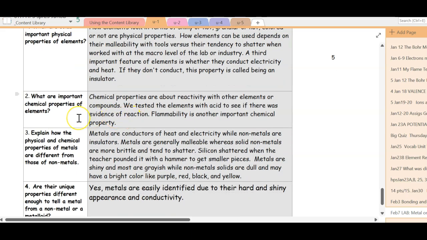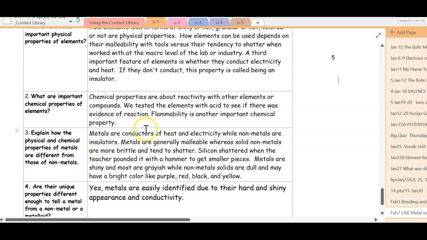All right, what are important chemical properties? Chemical properties are about the reactivity with other elements or compounds. We test elements with acid to see if there was evidence of reaction, and flammability is another important chemical property in which when you burn something, you can see that you have performed a chemical reaction because new things are there. All right, explain how the physical and chemical properties of metals are different from those of nonmetals.